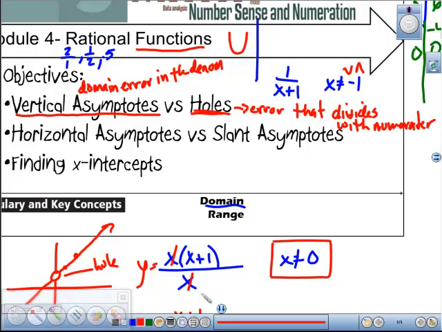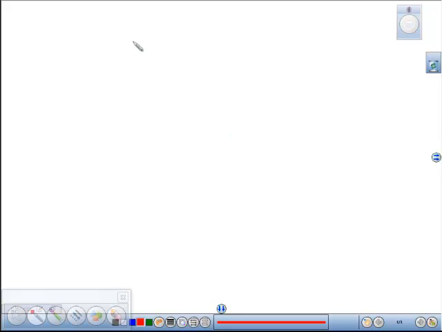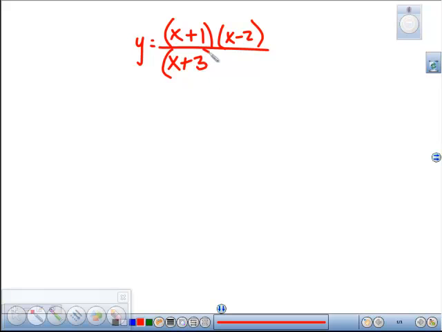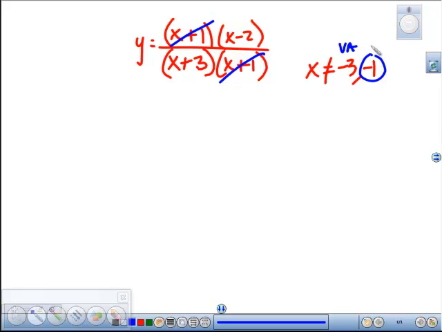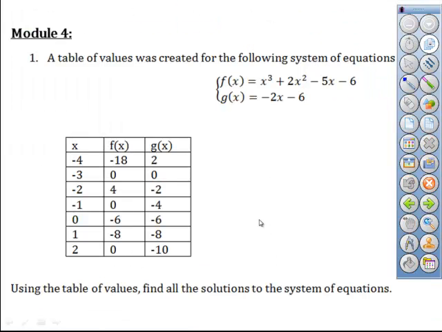All right, so let's just try this out. If I have y equals x plus 1, x minus 2 divided by x plus 3, x plus 1, looking at the denominator, we could say that x cannot equal -3 and -1. Those are the restrictions on our denominator for this rational function. However, since the x plus 1 cancels out with this x plus 1, this is going to be the vertical asymptote, and then this will be the hole. Okie dokie?